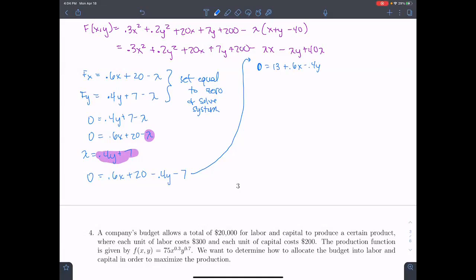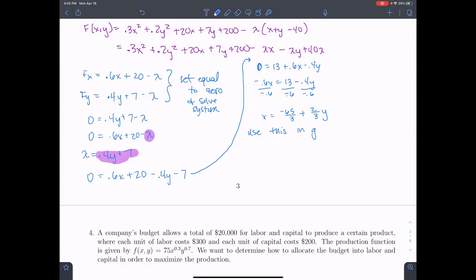So I'm going to move this. So negative 0.6x equals 13 minus 0.4y. And then I'm going to divide by negative 0.6. So I have x equals negative 65 over 3 plus 2/3 y. And then I'm going to use this in G.